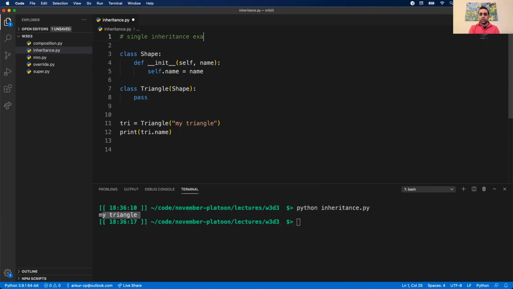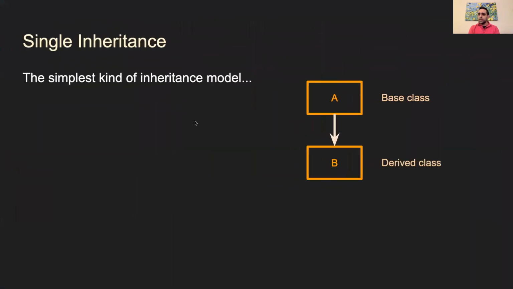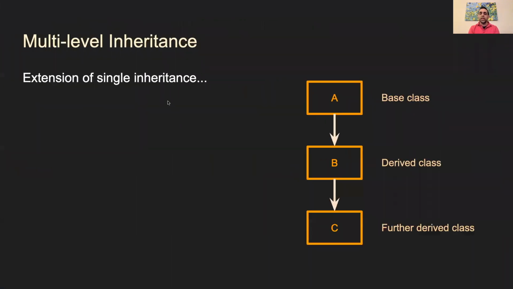Now, actually, let me change this to rectangle just to demonstrate things a little better. All right, so we still have a base class and a derived class, and this is our single inheritance example. Now let's go back and talk about the next type of inheritance, multi-level inheritance.